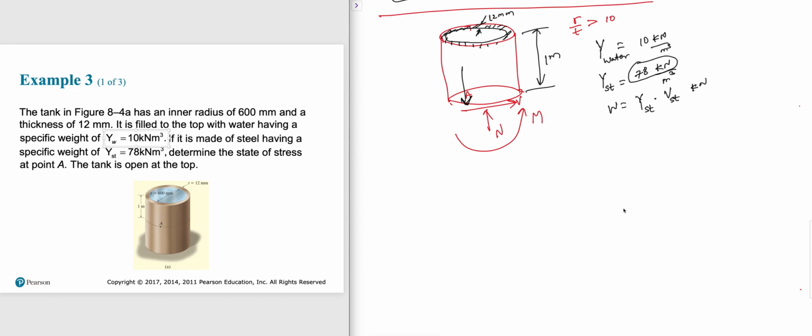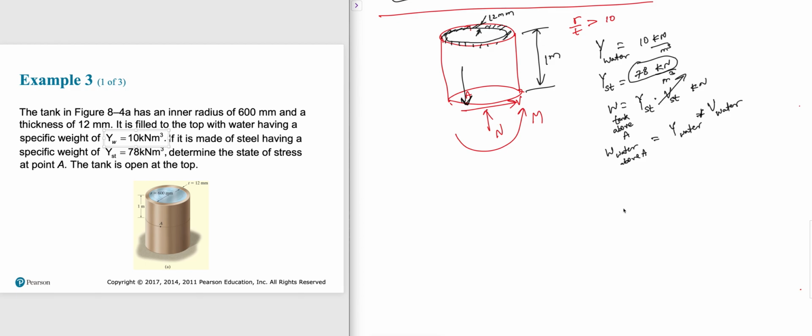Similarly, this is the weight of the tank above A. Similarly, what is the weight of water above A? Specific weight of water times volume occupied by water. So let's do that. What is the volume occupied by steel?